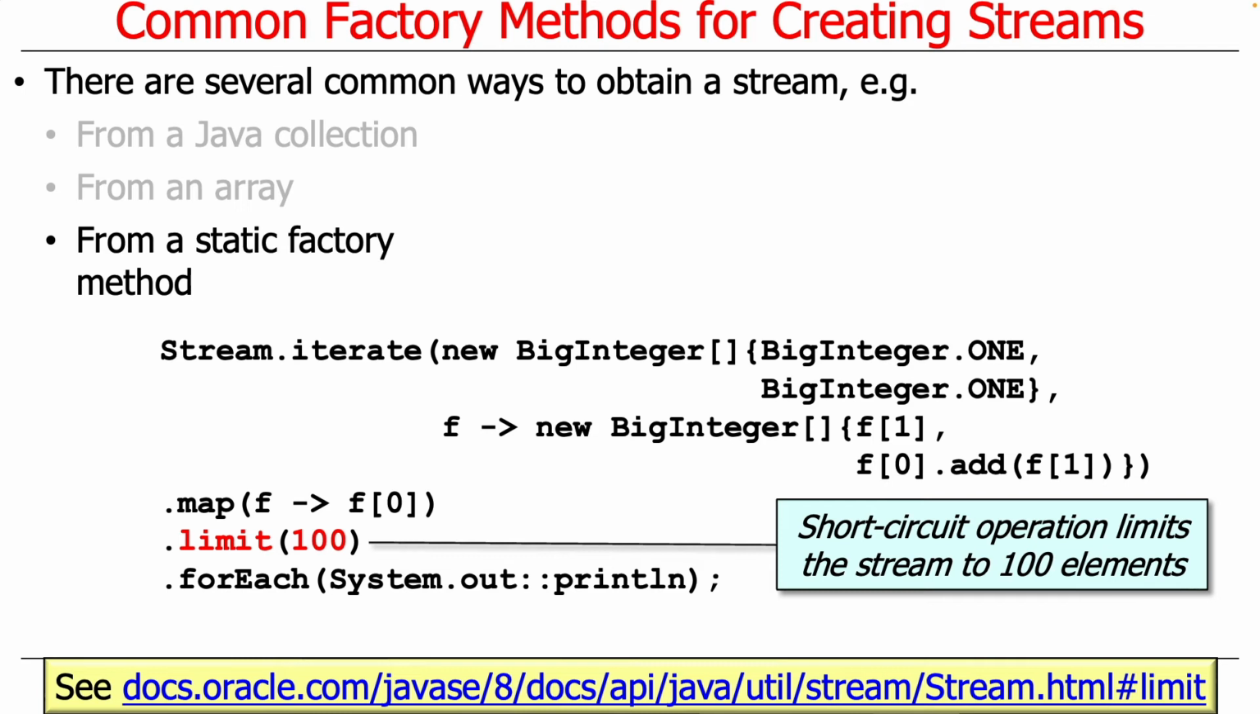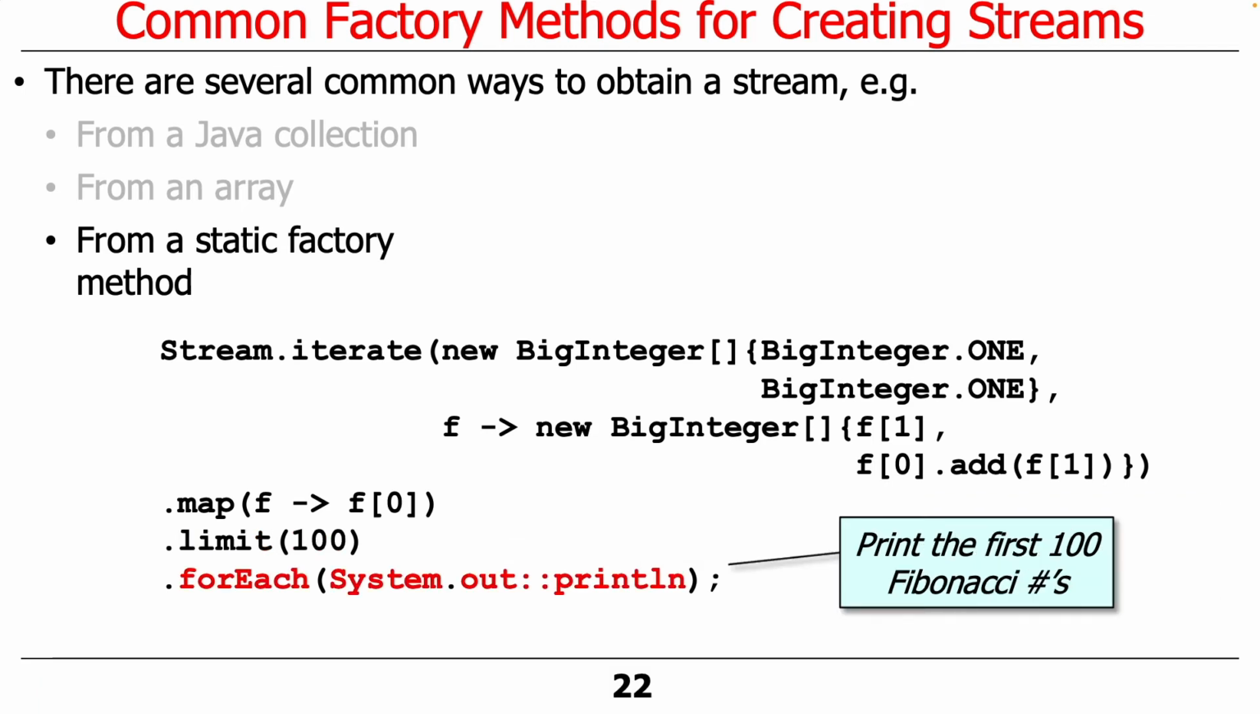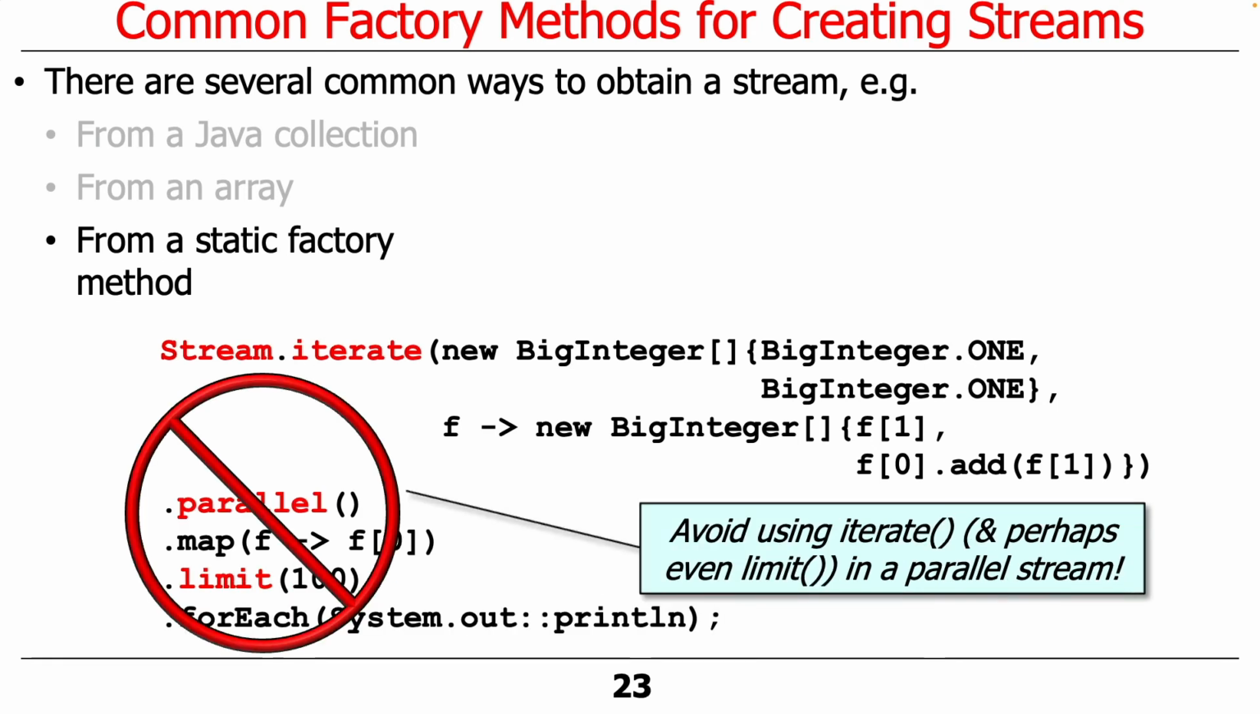And then, oh, by the way, the final thing we do here is we use the forEach terminal operation. That, of course, will start the whole stream because terminal operations cause the lazy stream to become active. And we're going to use the System.out::println method reference to print the first 100 Fibonacci numbers. So a rather unique and somewhat eclectic way of printing the first 100 Fibonacci numbers, but I think it's kind of a cool way to show how streams work.